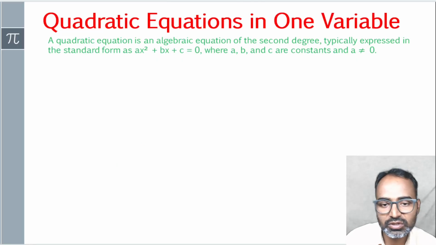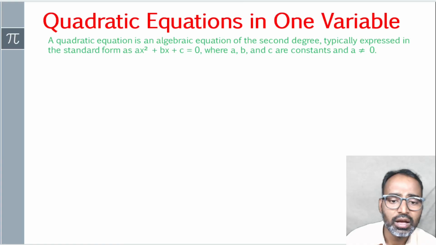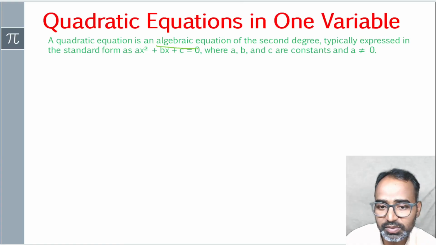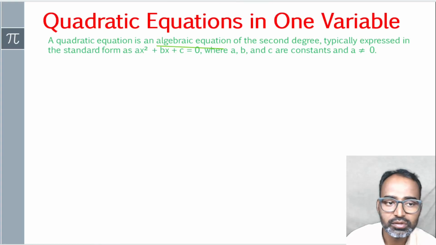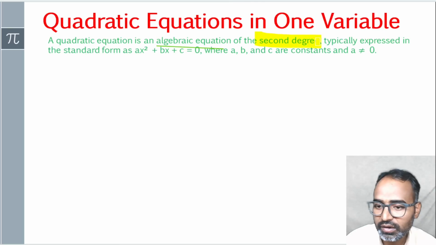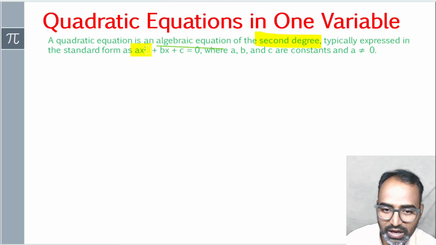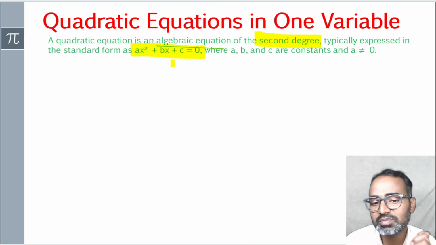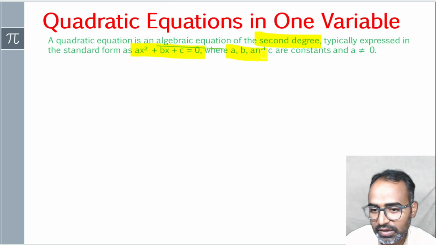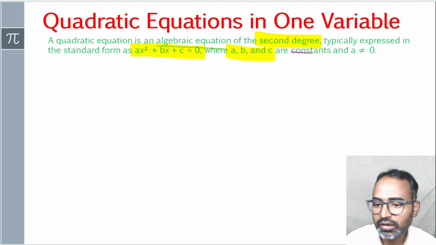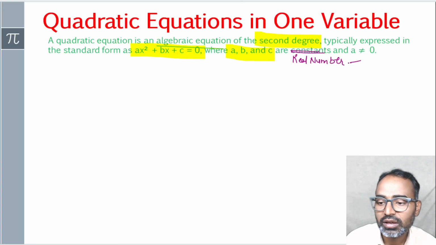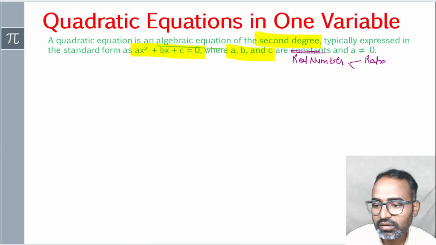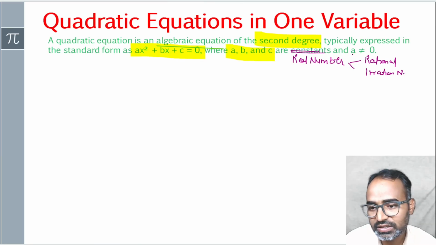Now we will discuss quadratic equation in one variable. Actually, quadratic equation is the algebraic expression of second degree, and it is expressed as ax square plus bx plus c equals to 0, where a, b, and c are real numbers. Real number means it may be a rational number or irrational number. And one more condition is a should not be equal to 0.